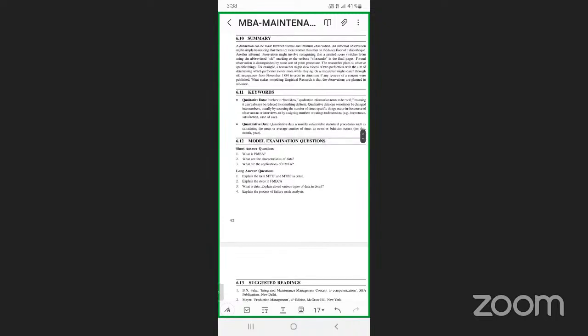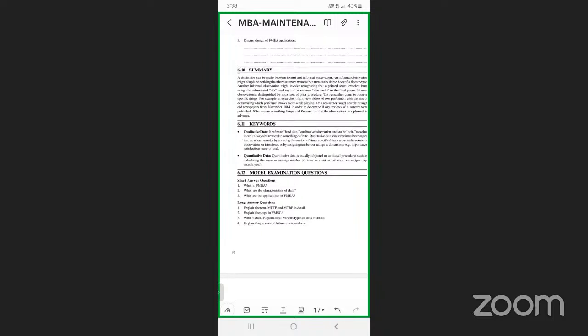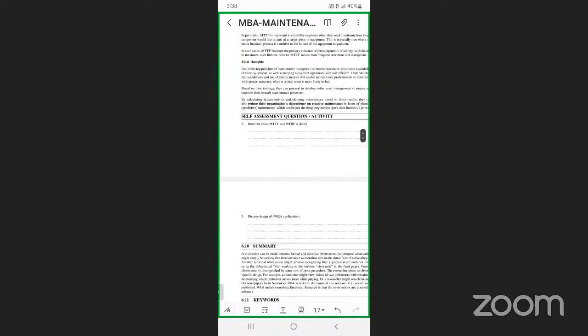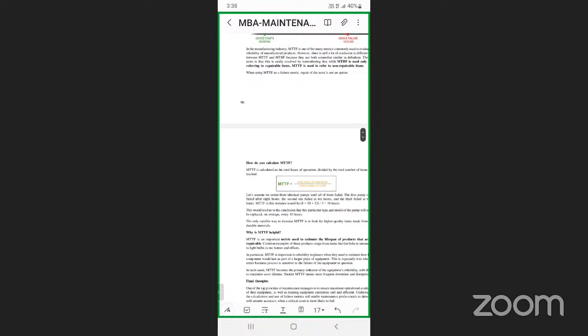So any doubts in today's class? Here we are talking about the different metrics. This is the method where we analyze the causes and effects, the severity of effects, and then take necessary action. And we are talking of different metrics like MTBF, MTTF, mean time to repair, and mean time between failures.